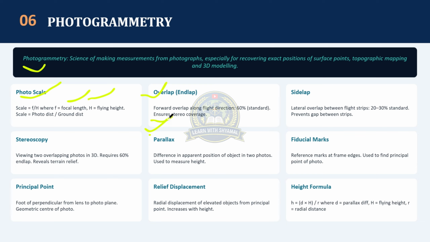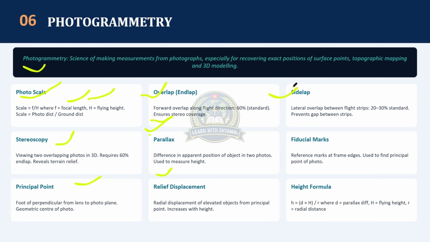Then parallax: difference in apparent position of an object in 2 photos, used to measure height. Stereoscopy: viewing 2 overlapping photos in 3D, requires 60% end lap, reveals terrain relief. Principal point: foot of perpendicular from lens to photo plane, geometric center of photo. Relief displacement: radial displacement of elevated objects from principal point, increasing with height.